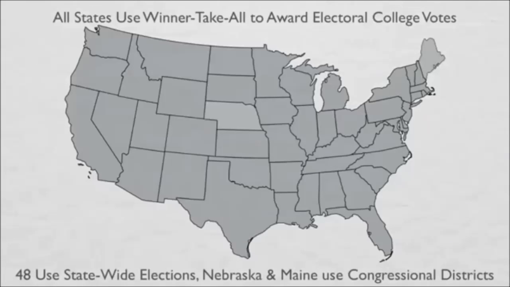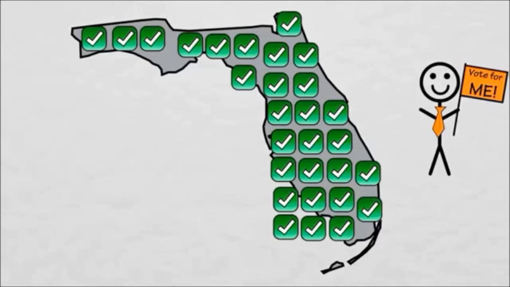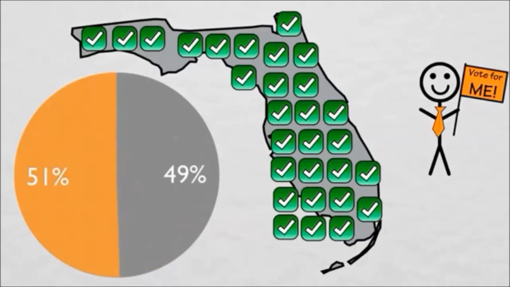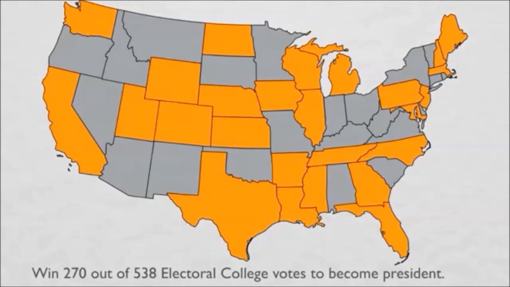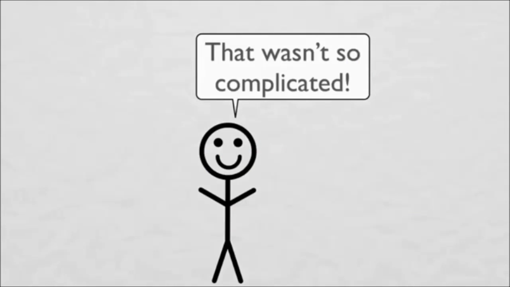48 of the 50 states give all their Electoral College votes to the candidate who wins a majority in their state. Take Florida, for example, which has 29 Electoral College votes. If a candidate wins a majority, no matter how small that majority, he gets all the votes. So the path to the White House is clear. Win enough majorities in enough states to get more than half of the Electoral College votes, and you get to sit at the big desk. That wasn't so complicated, you say?